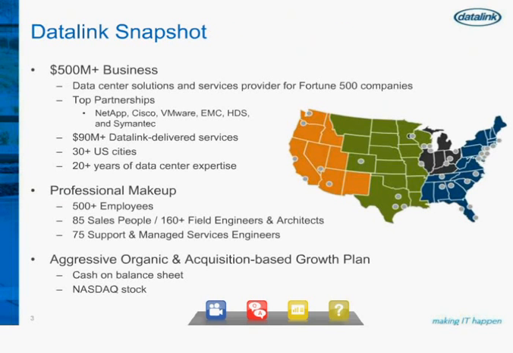So starting first with the general Datalink snapshot of where we're at. I realize that many people are already familiar with Datalink on the call, maybe existing customers and employees, but just a quick review. We've now grown to over $500 million as a public company, continuing our top partnerships with NetApp, Cisco, VMware, and others. We've grown to over 500 employees. We've held our sales staff fairly static at 85, but have grown to over 160 field engineers and architects and more than 75 support and managed services engineers.